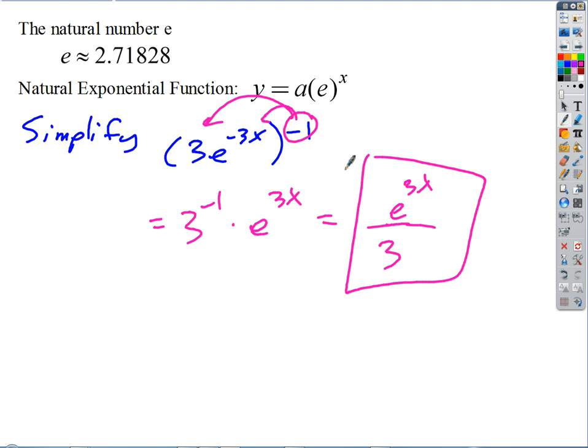Yes, ma'am. Okay, so the negative 1 exponent won't affect the e, just the exponent? Right, because it's e to this power, and if I take a power to a power, I just multiply the exponents, right? Okay? Another one.